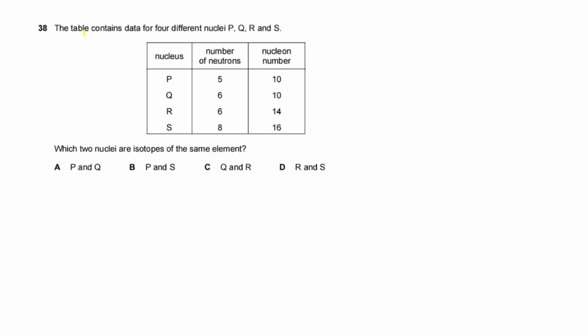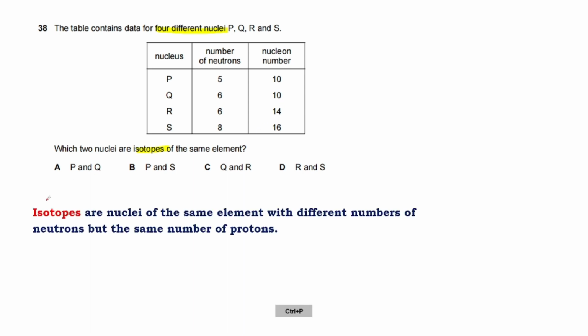Question number 38. The table contains data for 4 different nuclei P, Q, R, and S. Which 2 nuclei are isotopes of the same element? Isotopes are nuclei of the same element with different numbers of neutrons but the same number of protons. So here we have the neutron value and the nucleon number. The nucleon number is basically the sum of the proton number and the neutron number, so we can find the proton number for each nucleus.